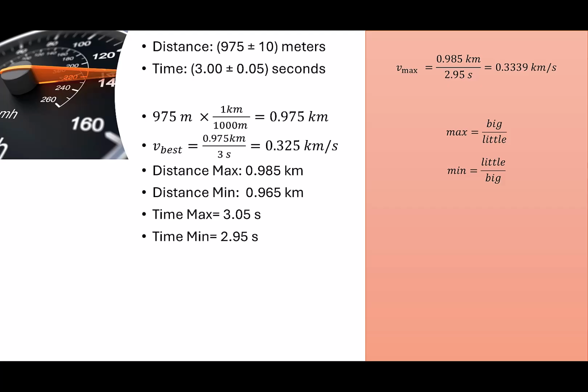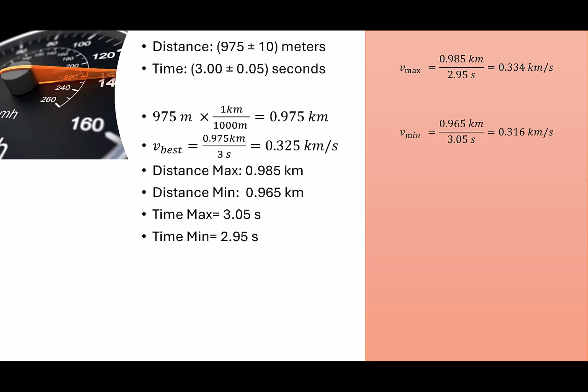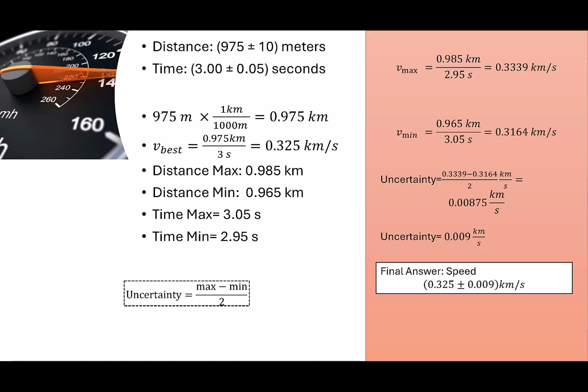To calculate our minimum speed, we want to do the opposite. We're going to divide the smallest distance by the largest time. When we divide 0.965 kilometers by 3.05 seconds, we get 0.3164 kilometers per second. Now that we have our maximum and minimum speeds, we're ready to find the uncertainty. The uncertainty is the maximum minus the minimum over 2. That means we want to find 0.3339 minus 0.3164 and divide by 2. This gives us 0.00875, which we're going to round to 0.009. Our final answer will be 0.325 plus or minus 0.009 kilometers per second.